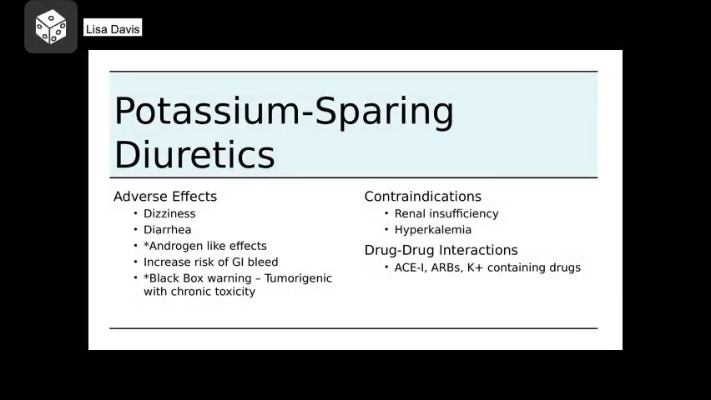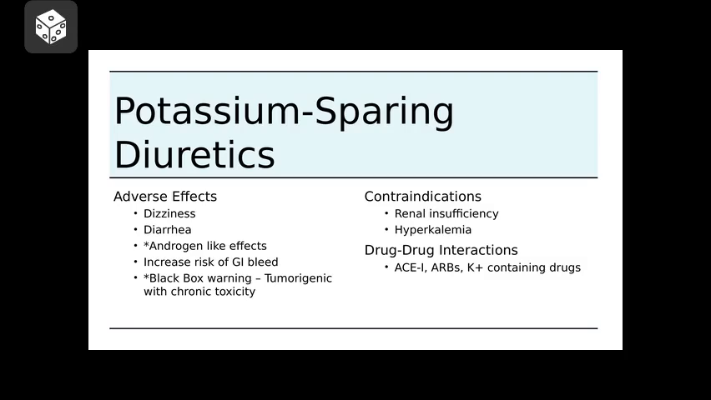Some adverse effects you might see with these potassium-sparing diuretics, like spironolactone, include some androgen-like effects. So you might see things like gynecomastia, or breast growth in males. That's gynecomastia. You might see irregular periods in females because spironolactone works like an androgen, which is the male sex hormone. There's also a black box warning for an increased risk of tumors if you build this up into a toxic level. So be careful with that.